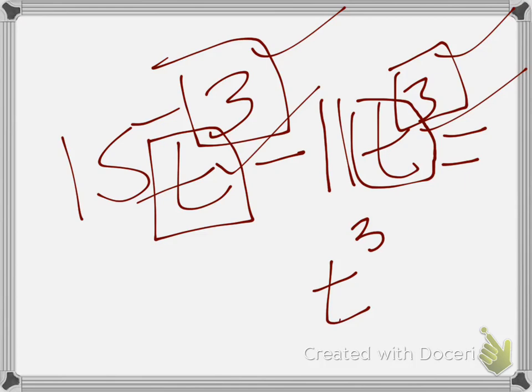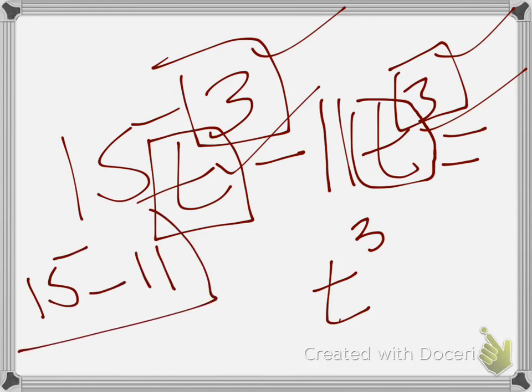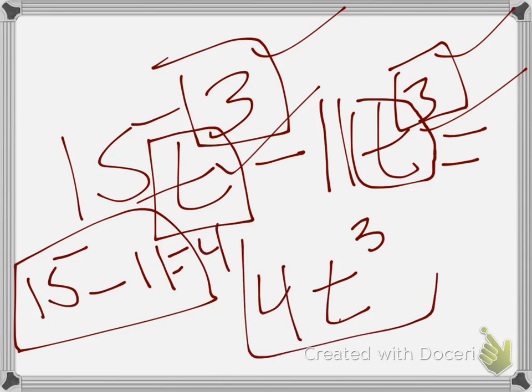We have t to the third. So what we're going to do here is subtract 15 minus 11, which is going to give us 4. So we will end up with 4t to the third. It's fairly easy, fairly simple, just like the addition problems. So let's go ahead and try another one.